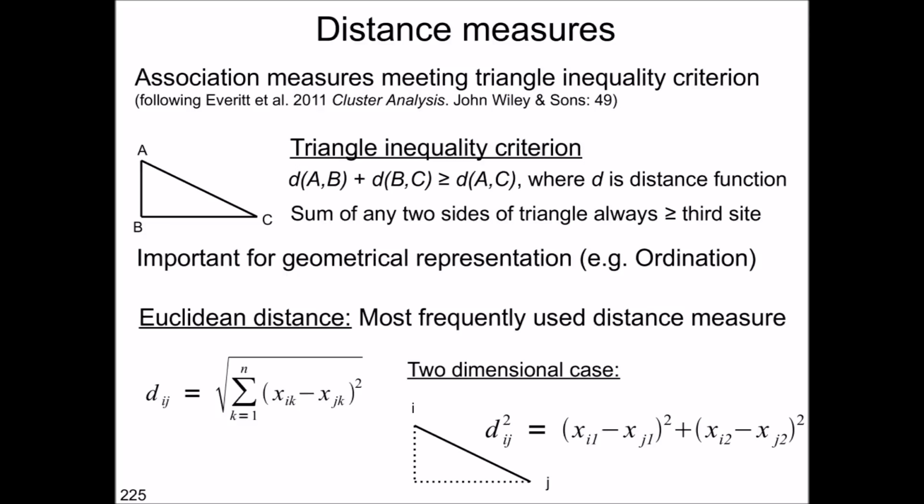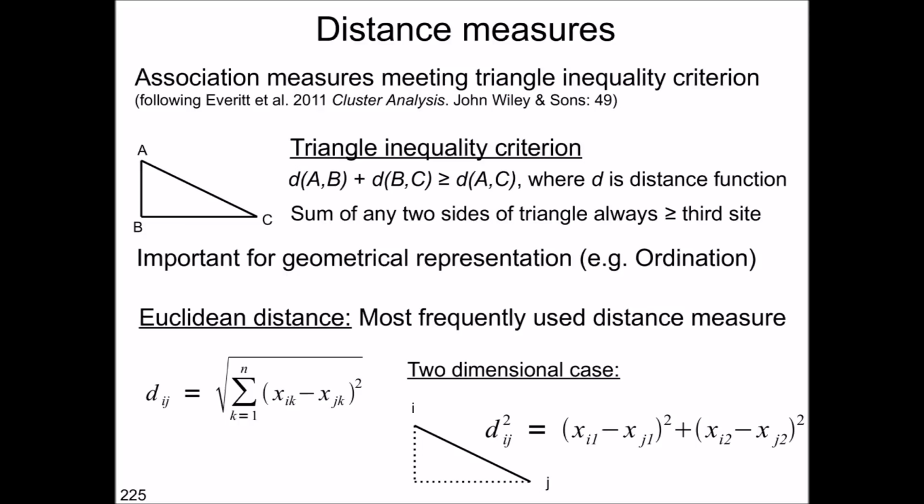Now, one of the most common distance measures is the Euclidean distance that I have already mentioned. That's the typical distance that you measure on a sheet of paper, for example, or in any two-dimensional system where you just measure the direct point distances.